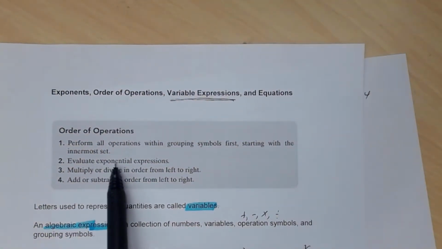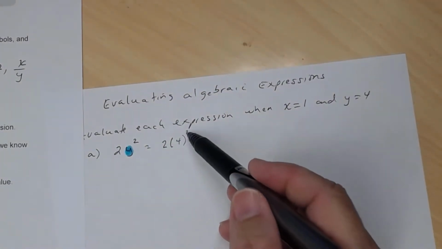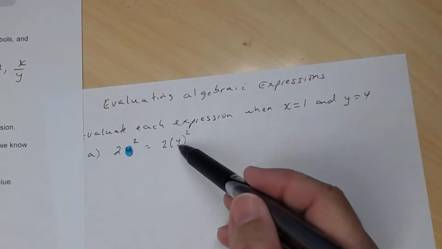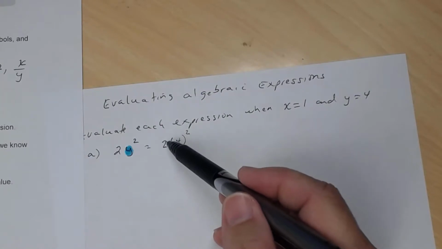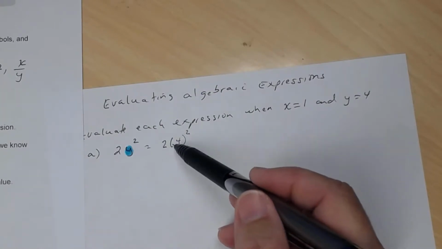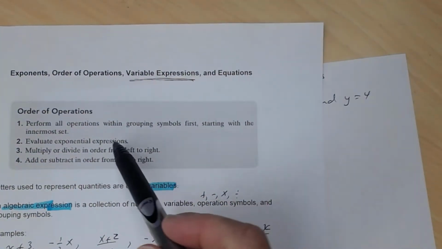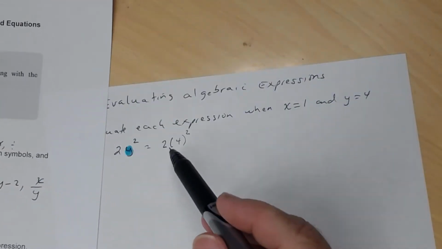So then the next thing I want to do is take care of the exponents. If you look at what's being squared, your base here is 4. Don't multiply first, because remember, when you read it, this says 2 times 4 squared. Multiplication comes after exponents, so you must do exponents first before you do multiplication.